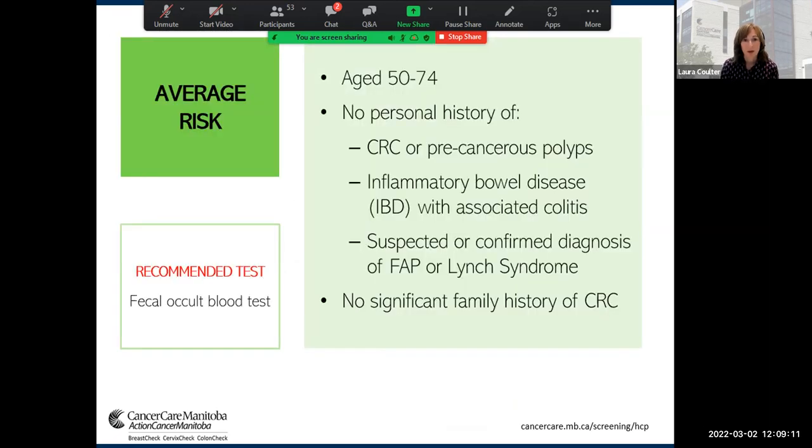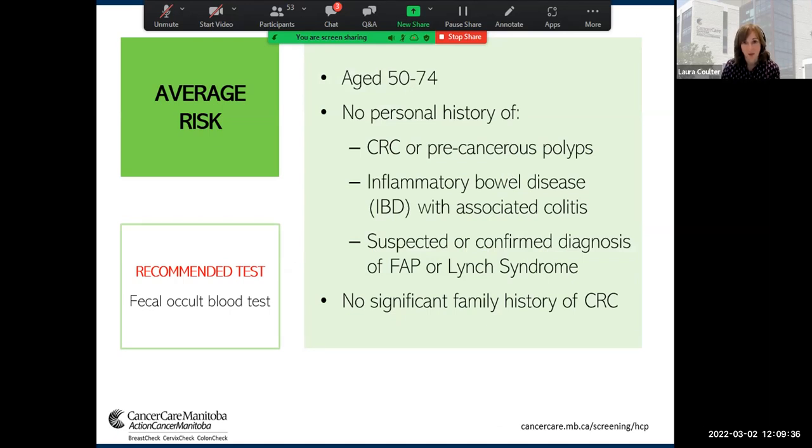So, as previously mentioned, ColonCheck provides test kits to eligible Manitobans, and to be considered eligible for our program, they must be within the right age group of 50 to 74 years of age. They must be due for screening, for example, having no fecal test in the past 2 years. They have not had a previous diagnosis of gastro-related cancers, and they are at average risk for the disease.